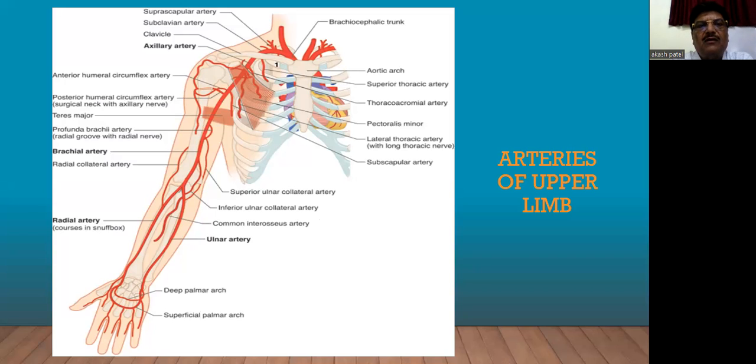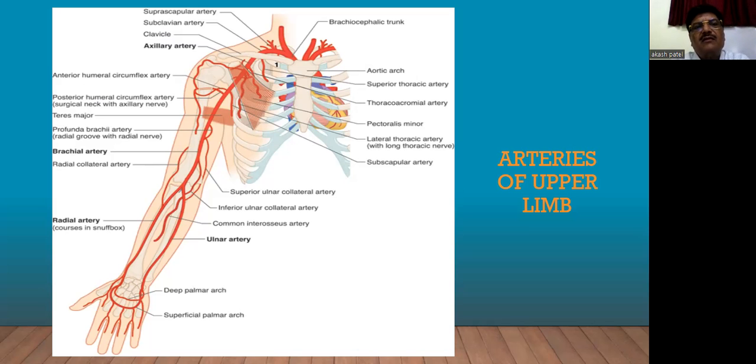Then that continues as the axillary artery, and after that it's the brachial artery, and then the brachial artery divides below the elbow into ulnar, radial, and posterior interosseous artery. The ulnar and radial continue in the palm and form a superficial palmar arch and a deep palmar arch, and from the superficial palmar arch arise the digital arteries, and they supply the digits.